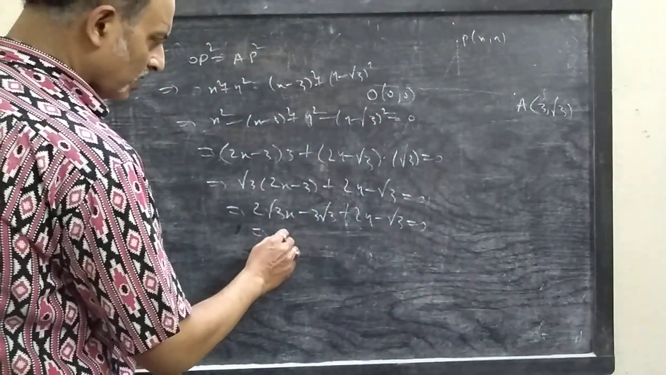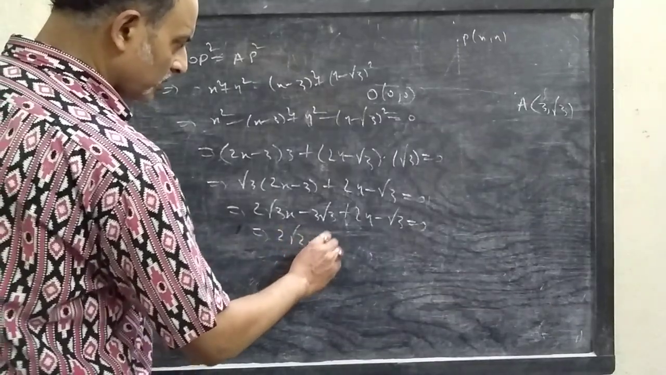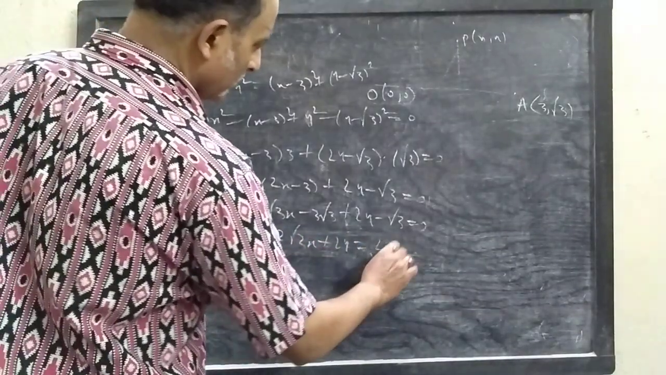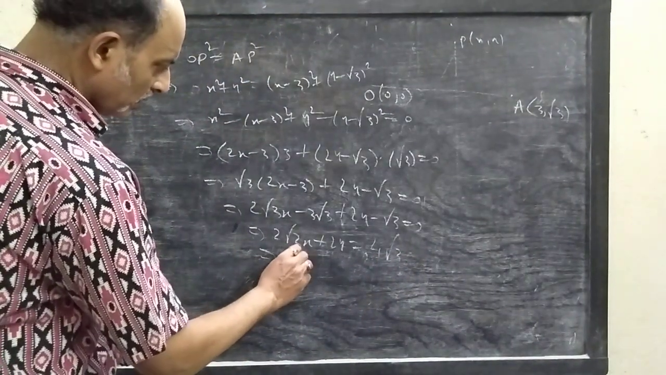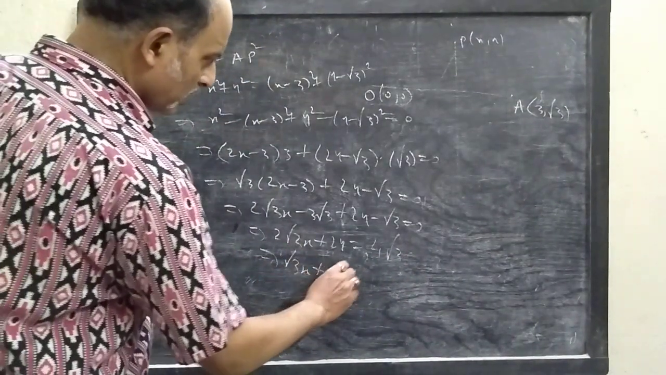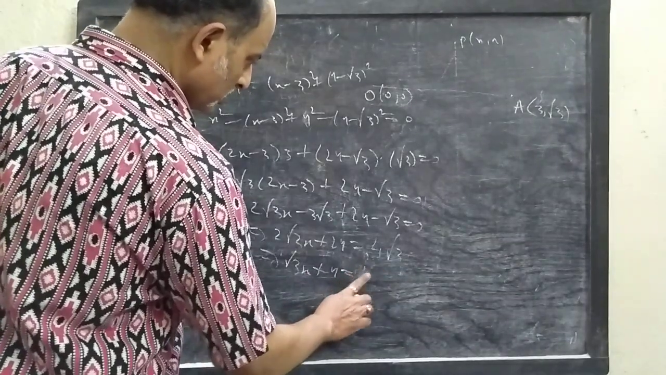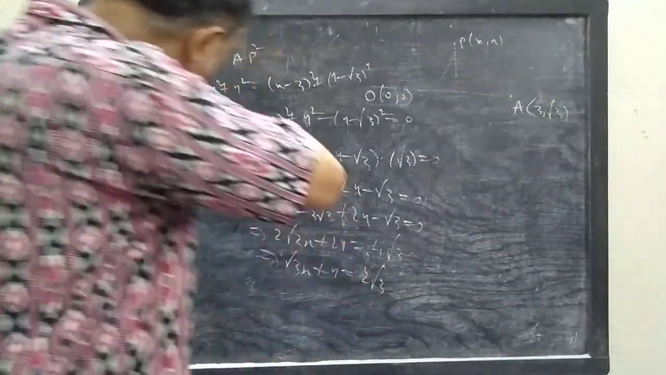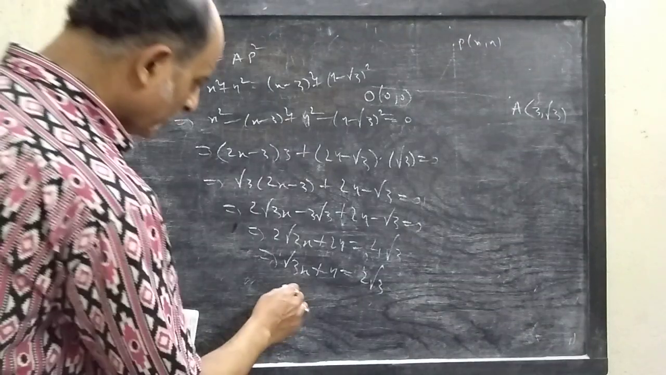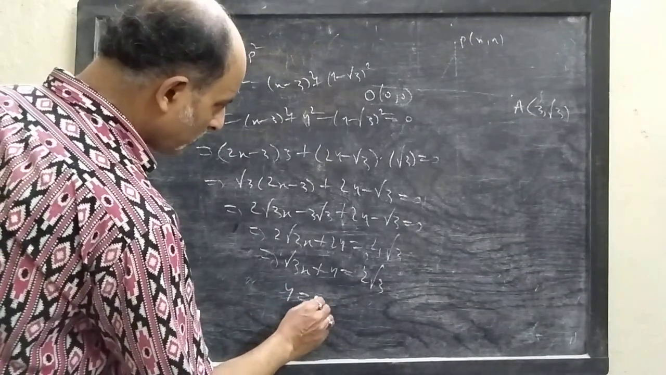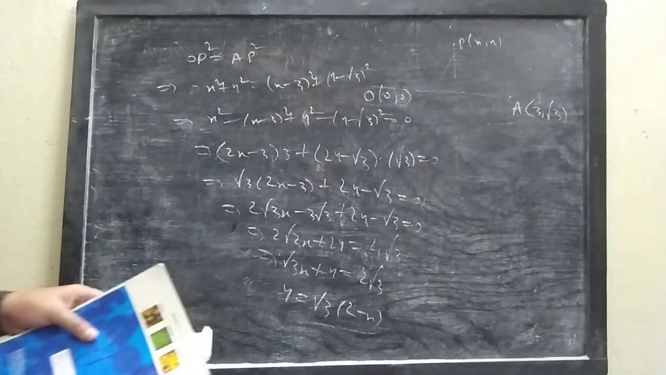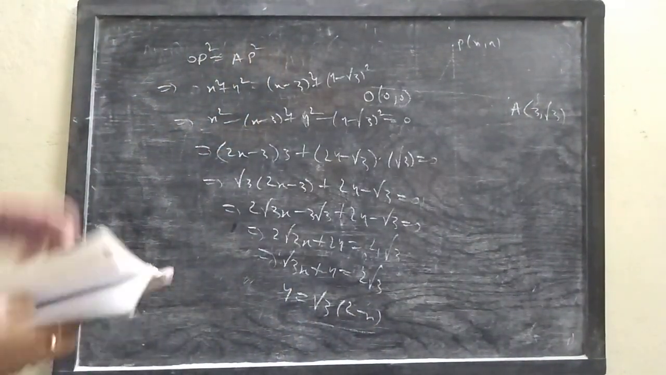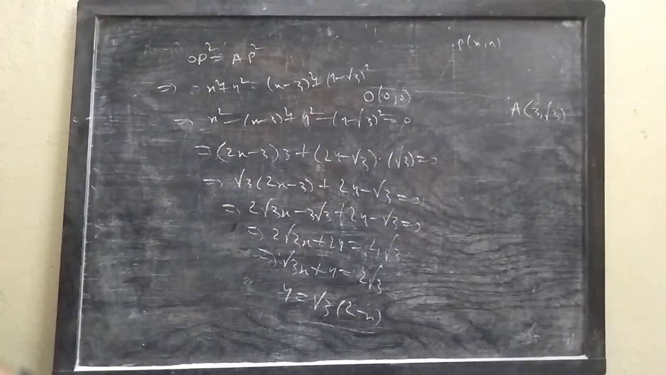So ultimately it gives 2 root 3 x plus 2y equals 4 root 3. Cancel it by 2, you get root 3 x plus y equals 2 root 3. So finally you get y equals root 3 common, (2 minus x). This is the equation of the perpendicular bisector of the line segment.